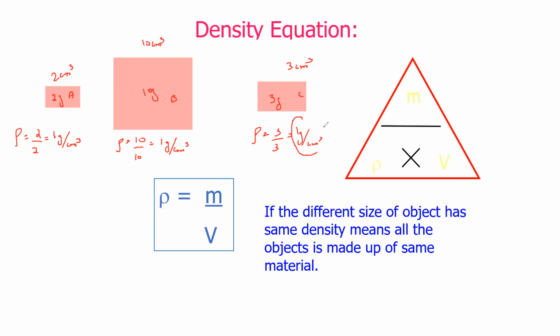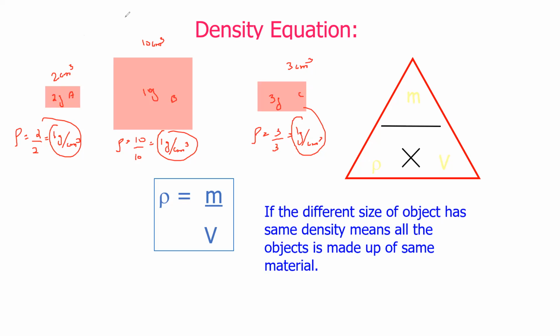So when I'm getting the same density for different size objects, what can we conclude? We can say that these objects are made up of the same material. That is why they have the same density. So using density, we can also identify the type of material.